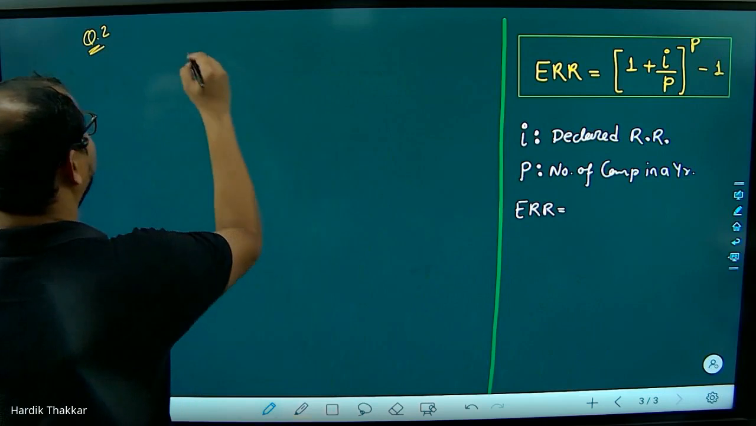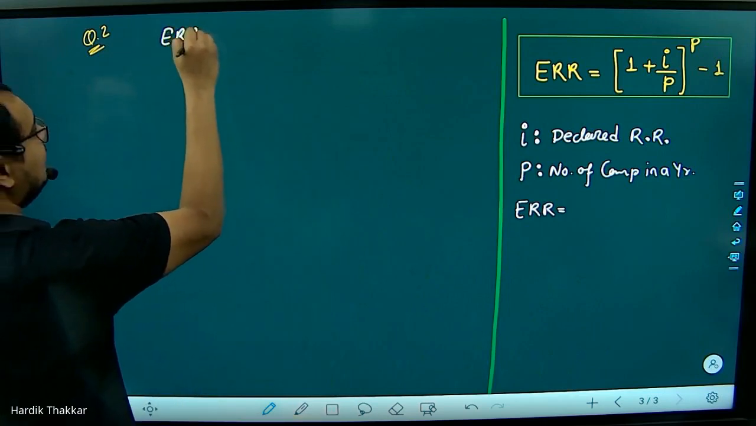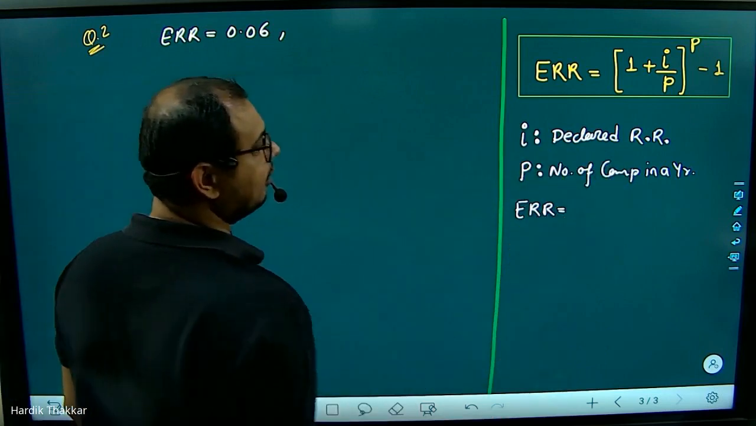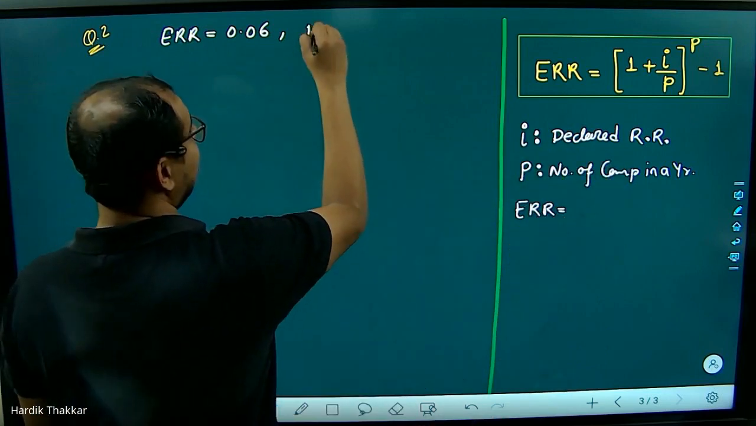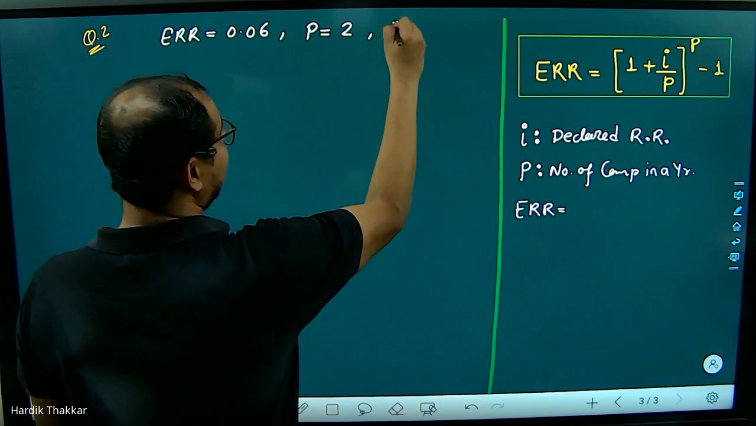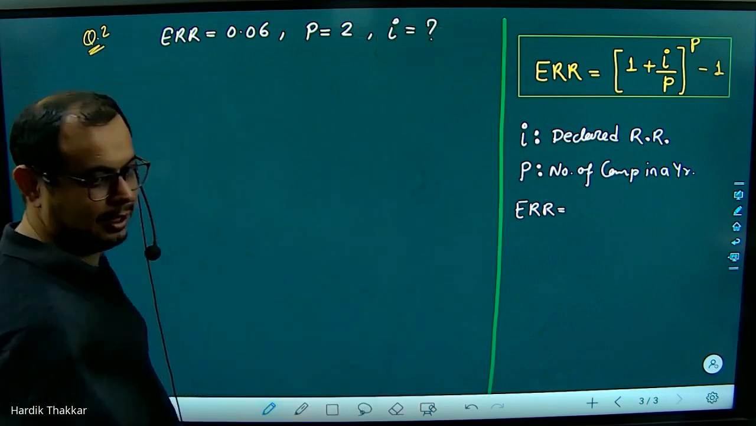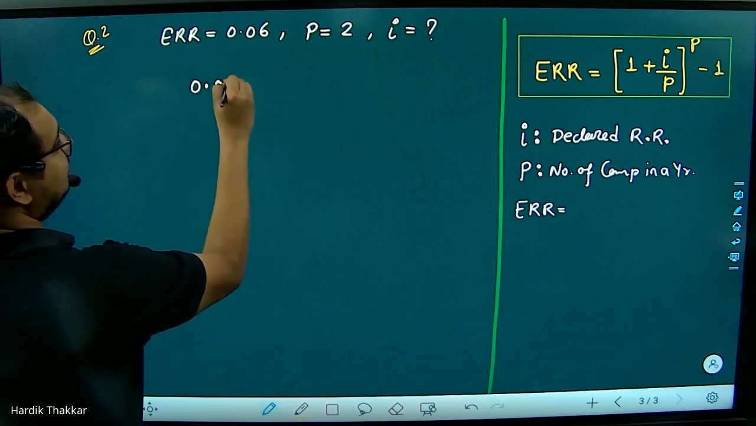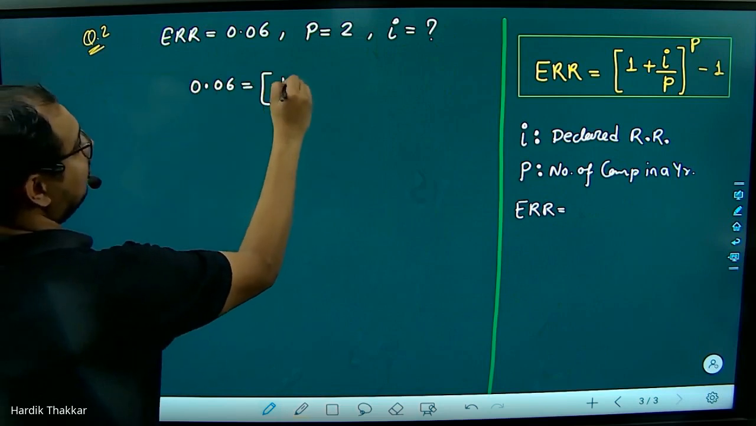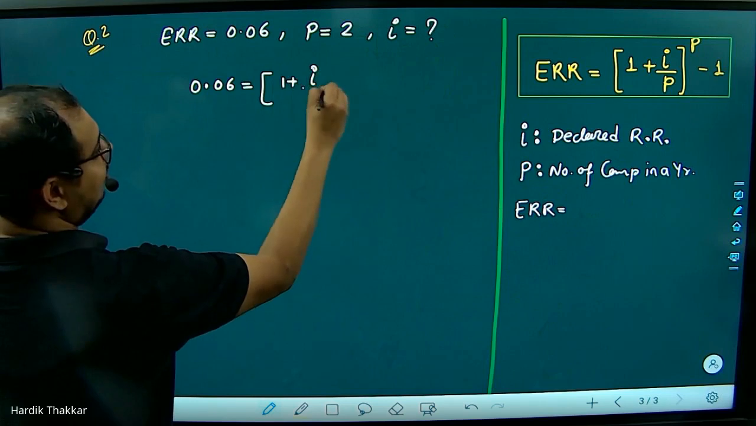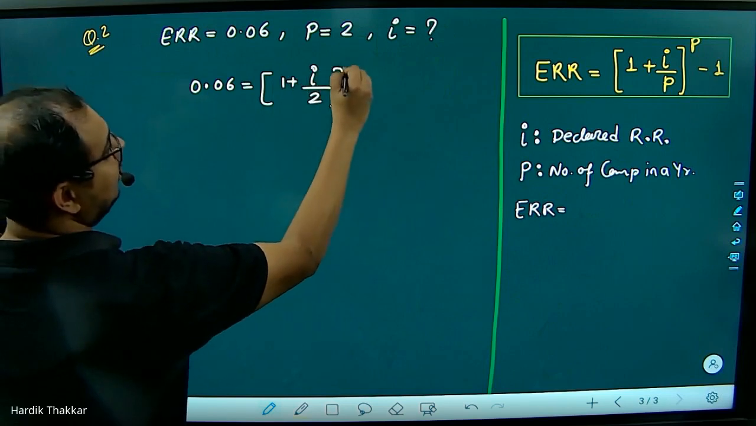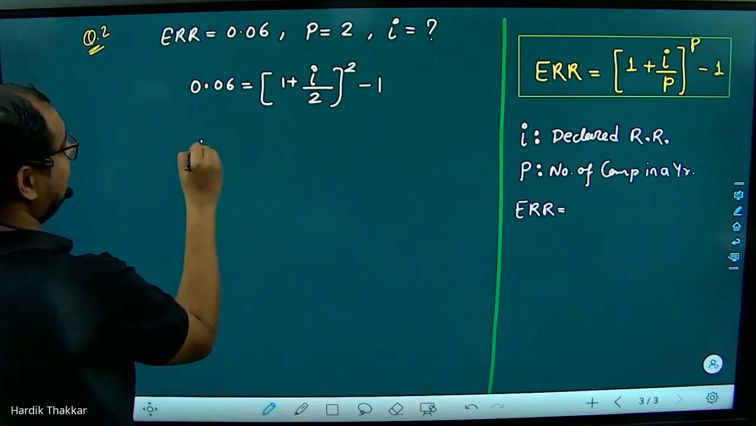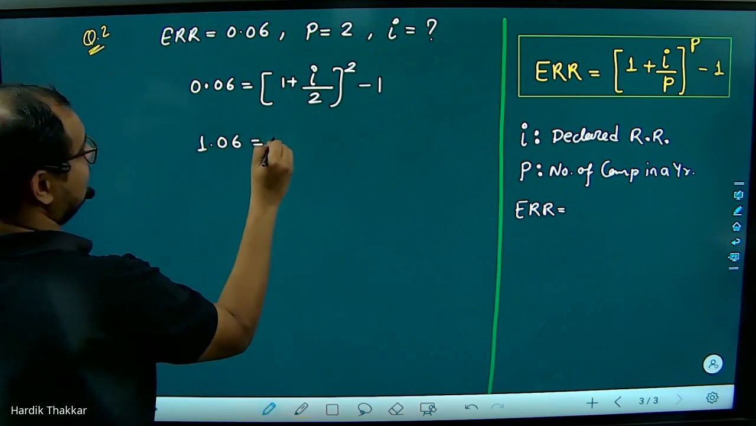So all the data is given to you. ERR is equal to 0.06. ये declared rate of return क्वेश्चन में बोल रहा है ना, P is equal to 2, I is equal to question mark. Clear? So फॉर्मूले में वैल्यू पुट करो, ERR के प्लेस पे 0.06, 1 प्लस I अपॉन P के प्लेस पे 2 होल रेज टू पावर 2 माइनस 1.